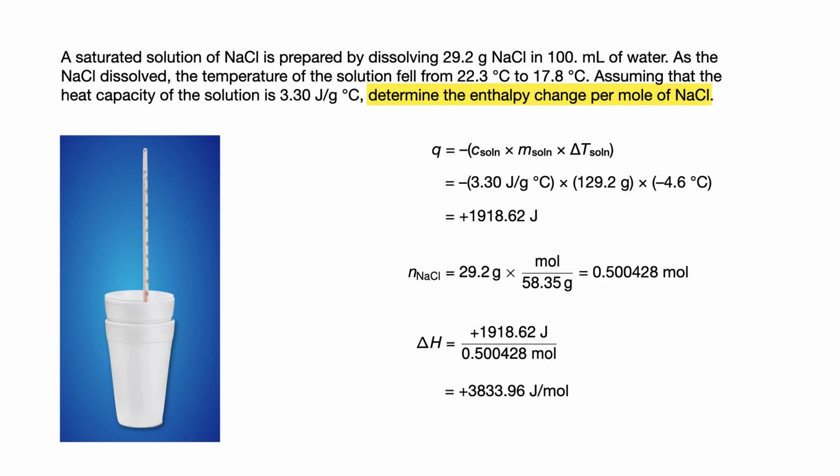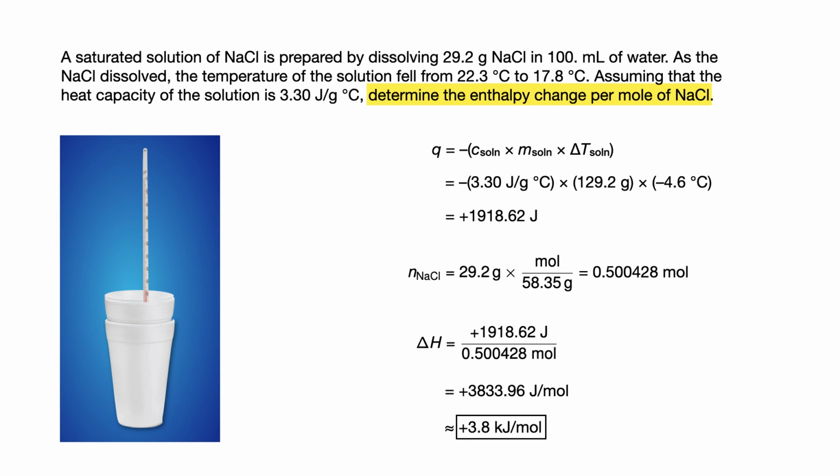And so that's equal to positive 3,833.96 joules per mole. And then finally, we want to round this off to 2 significant figures of precision because our temperature change only had 2 significant figures. And so our delta H is positive 3.8 kilojoules per mole.